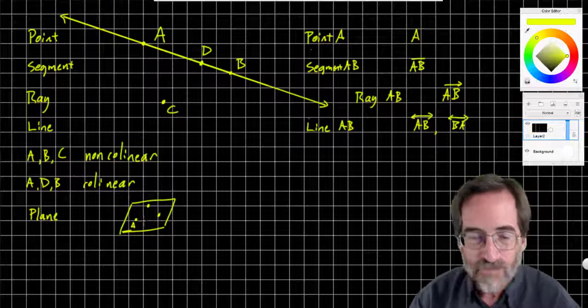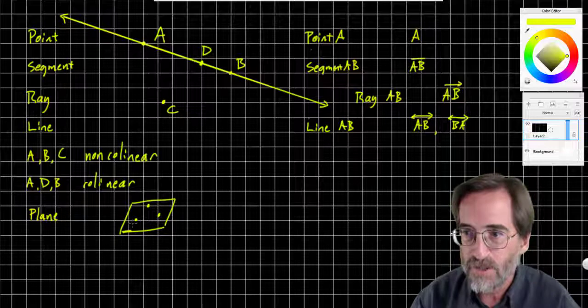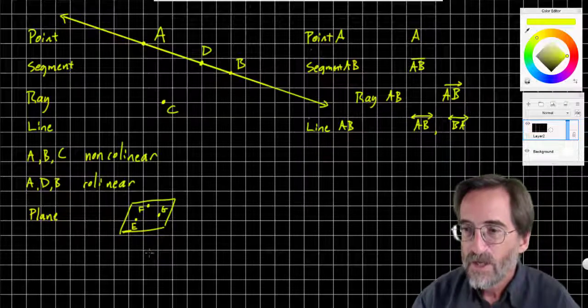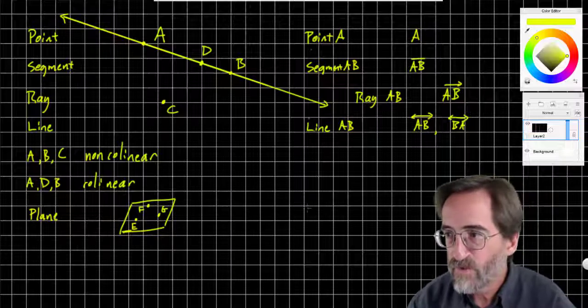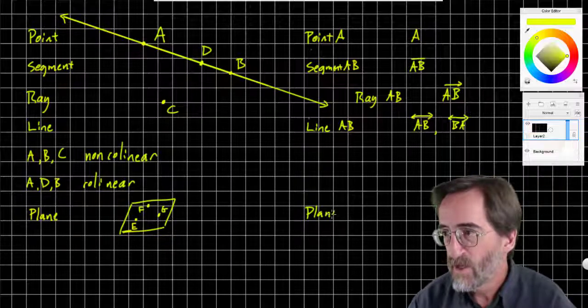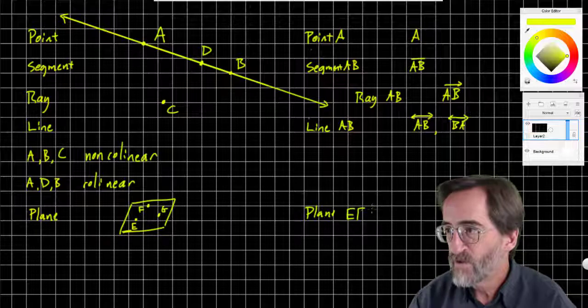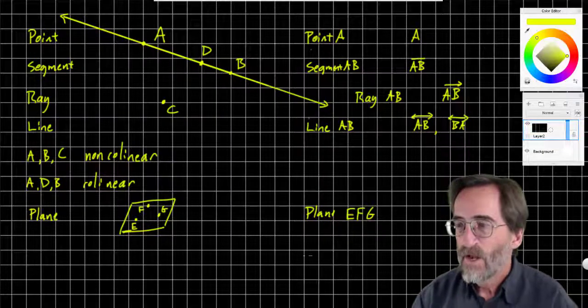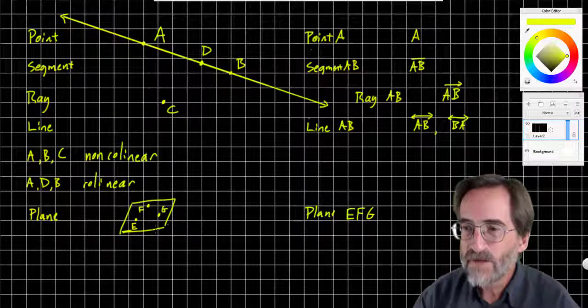Now we typically name planes by marking 3 non-collinear points. I'll call them E, F, and G to distinguish from the others. E, F, and G. And we can say this is plane EFG.